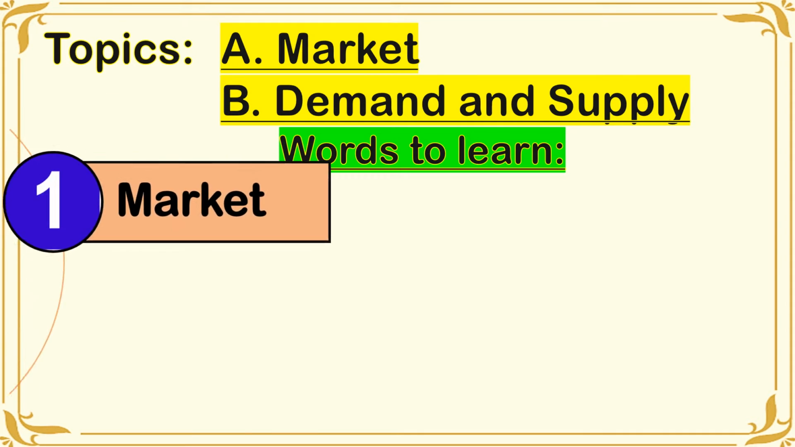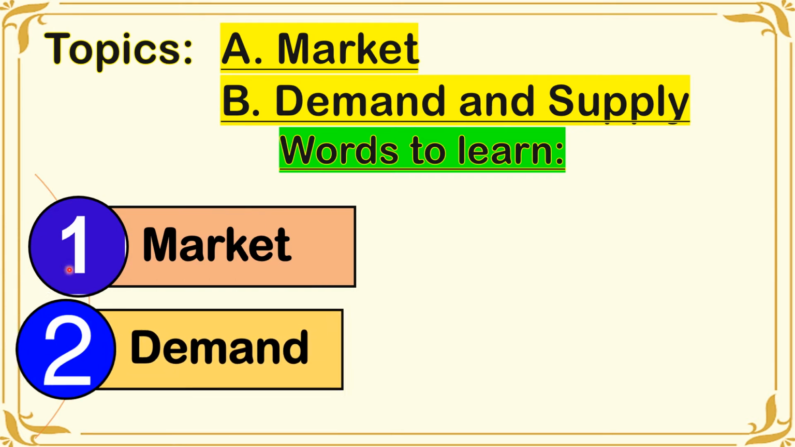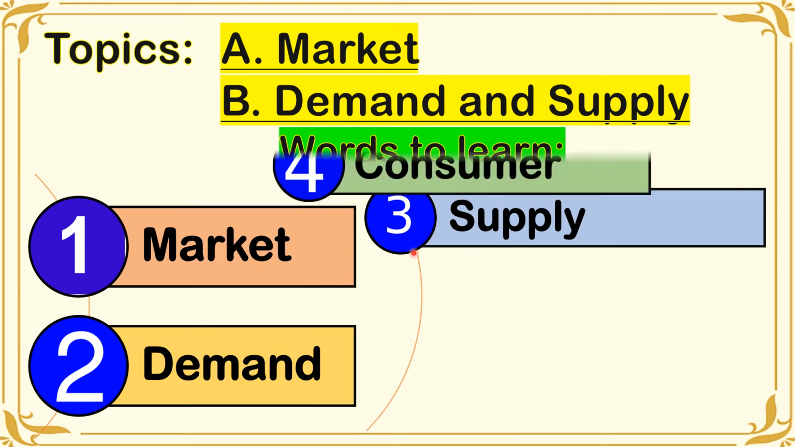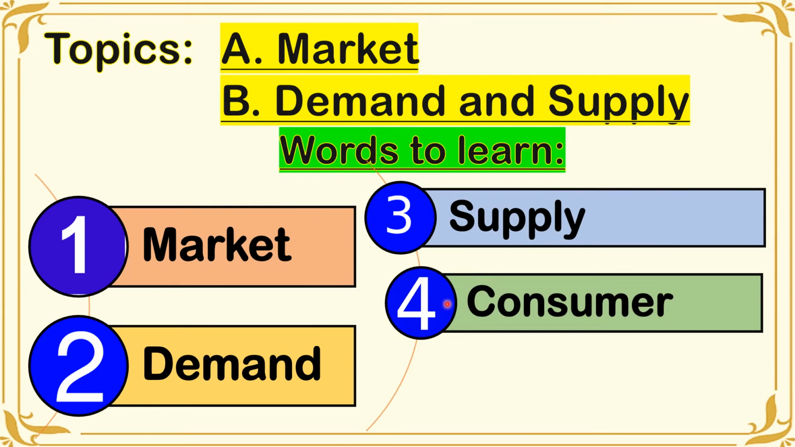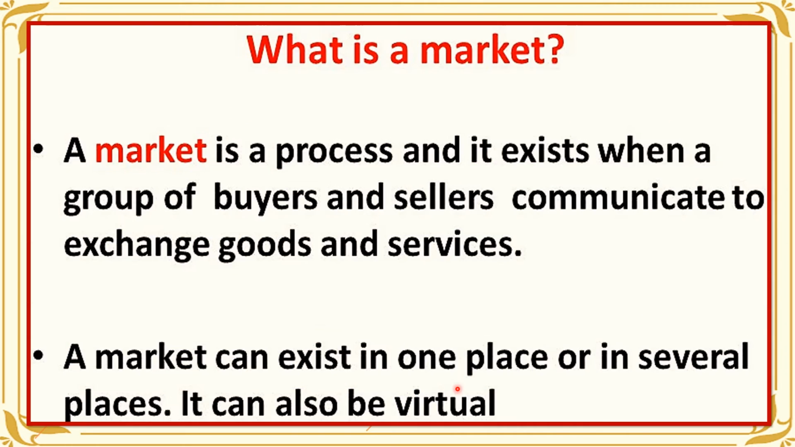Let's start reading. Number one, market. Number two, demand. Number three, supply. Number four, consumer. And number five, producer. Now let's discuss these five words one by one.